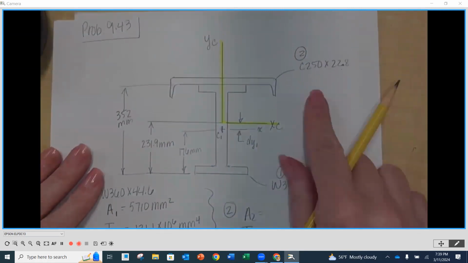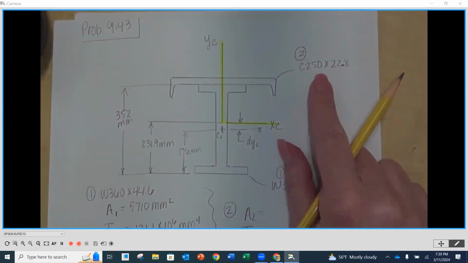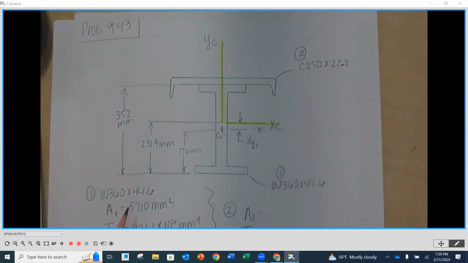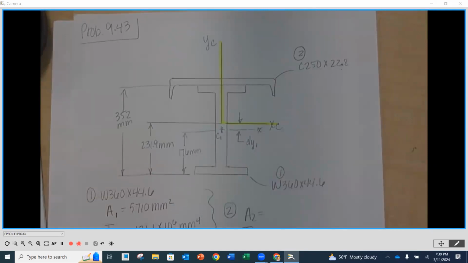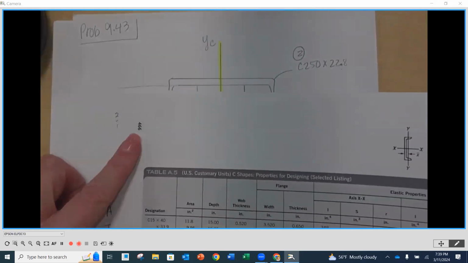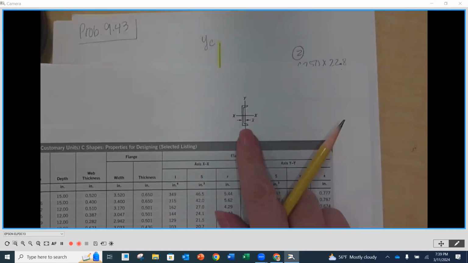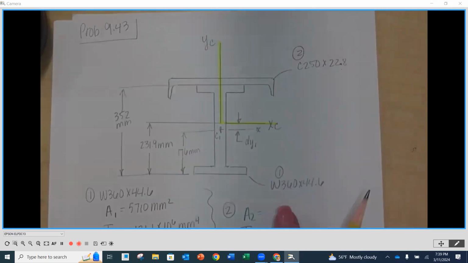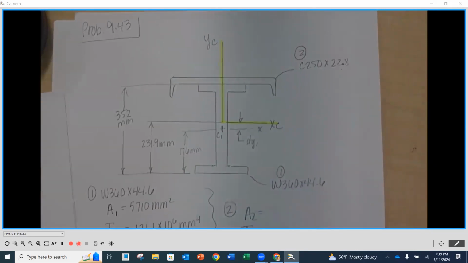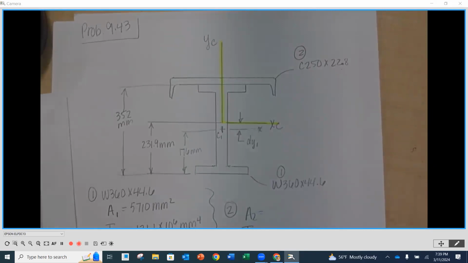Now we need to find our C250 by 22.8. So I'm going to go further in here. We're going to find the C channel shapes. C channel shapes start on page 466. So that's the start of them, they're these right here. And I'm looking for a C250.